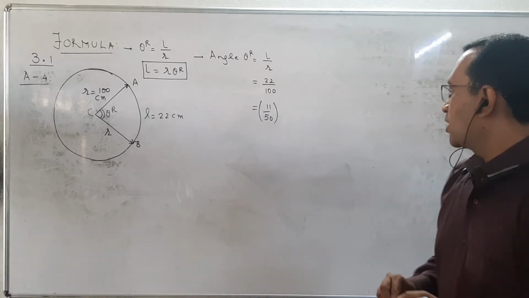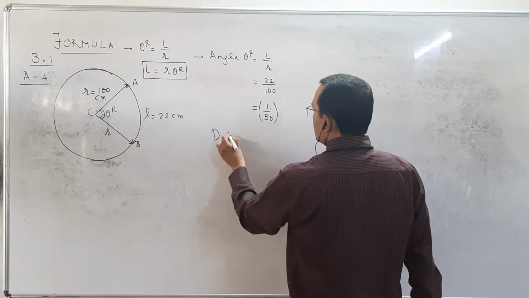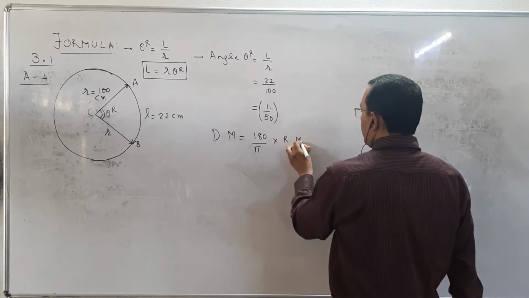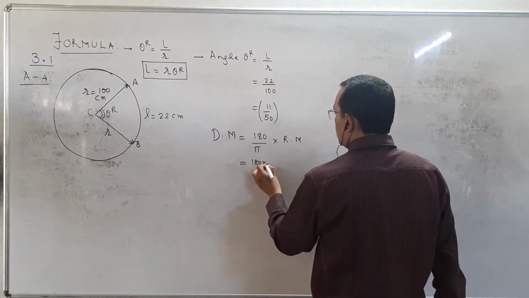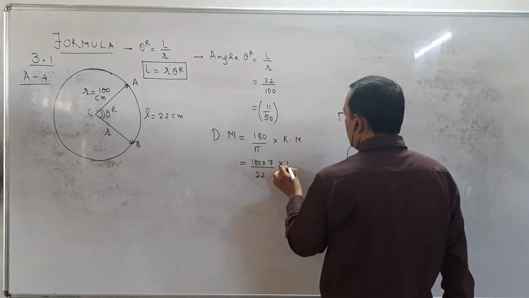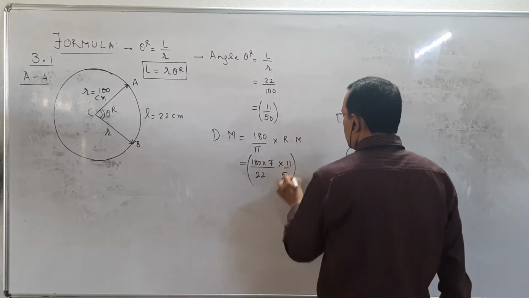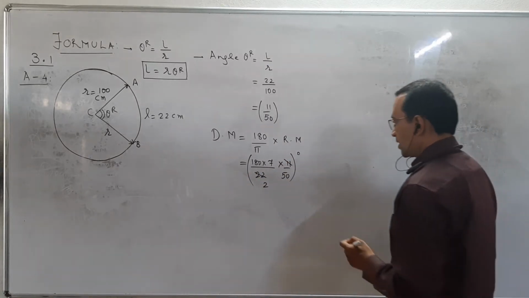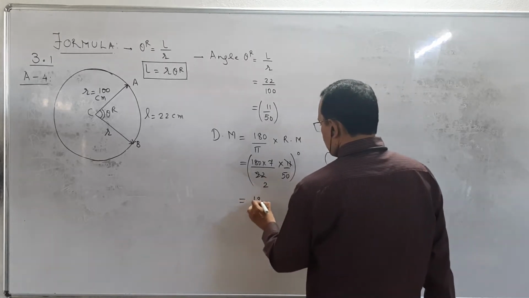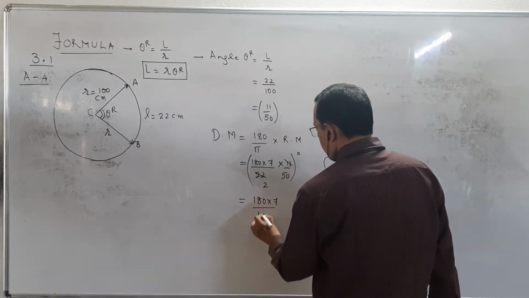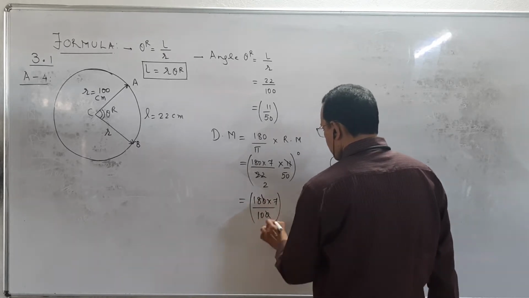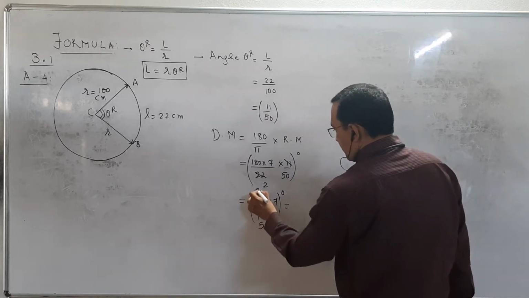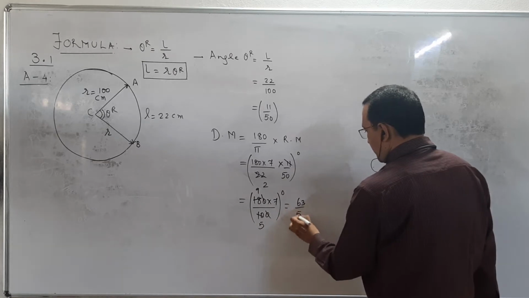Now, all of you know the formula of degree measure. Degree measure is equal to 180 by pi into radian measure. So this is 180 into 7 by 22 into 11 by 50. This many degree. 11 ones are 11, 11 twos are 22. Then you can say this is 180 into 7 divided by 100. So 0 and 0 get cancelled. So this is 9 and 5. 9 sevens are 63 by 5.